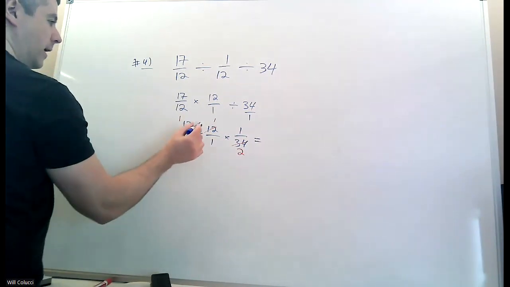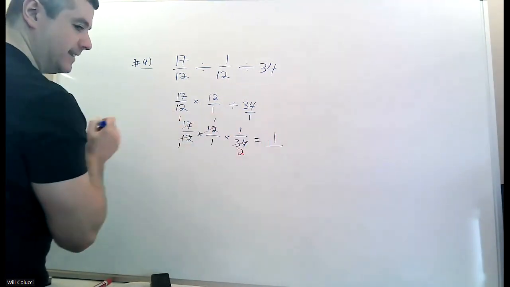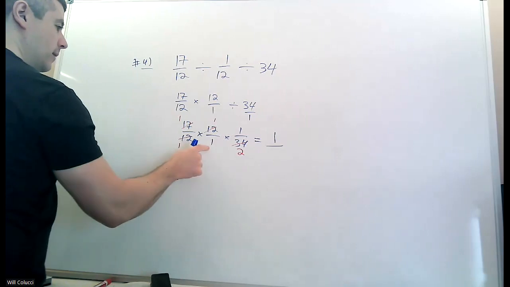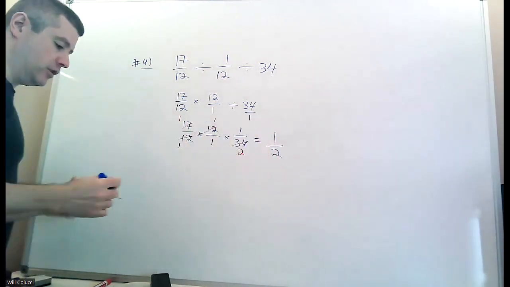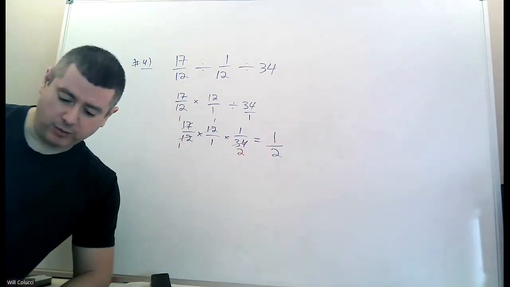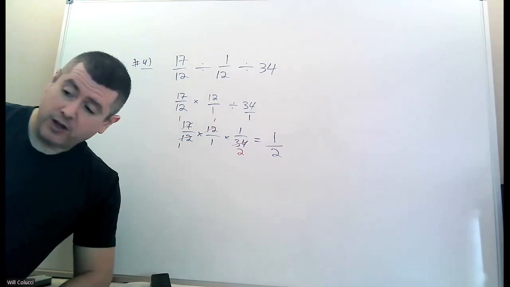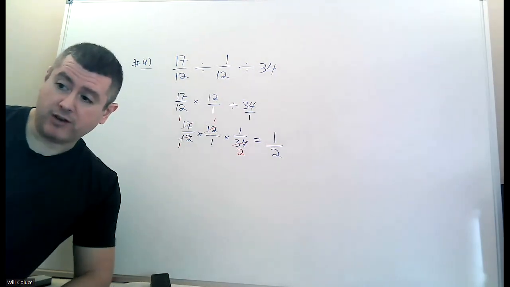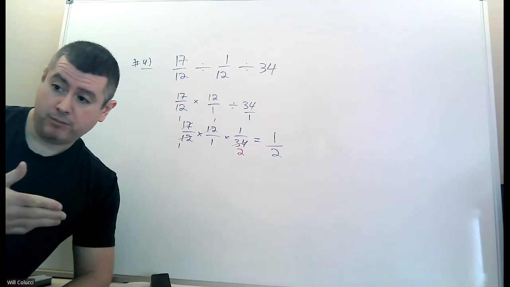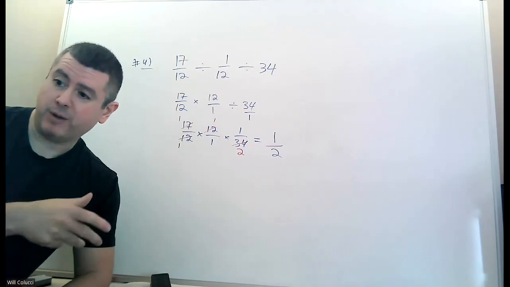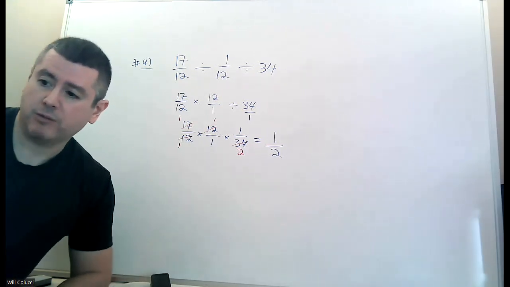So on top, you have 1 times 1 times 1. On the bottom, 1 times 1 times 2 is 2. So that whole thing reduces down to a half. So again, division is just one step away from multiplication. It's very simple. Flip, multiply, right? Switch and flip. Flip it over, switch the times.